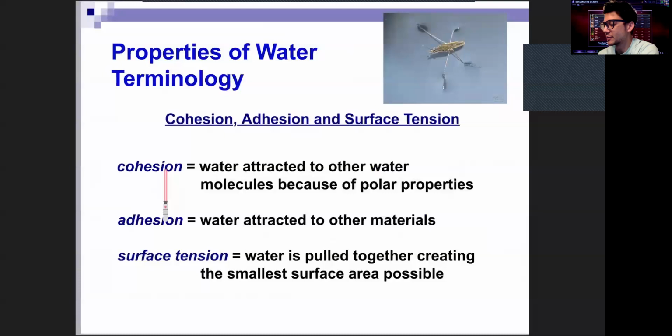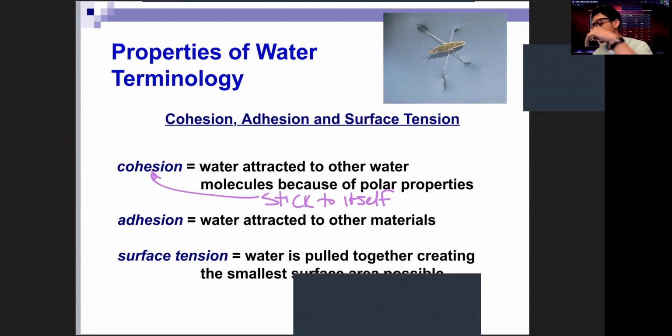Okay, cohesion, what does that mean? If you are cohesive, that means you like to stick together. Water is sticky for all three of these reasons, but cohesion means it sticks to itself. Water is attracted to other water molecules, so just remember this right here. Water likes to stick to itself. You probably want to write that down. That's what cohesion means, sticks to itself.